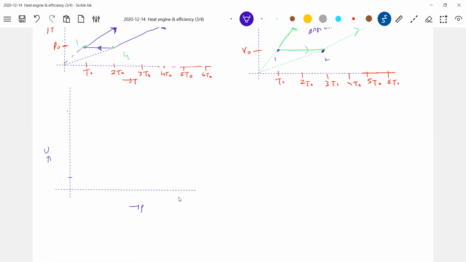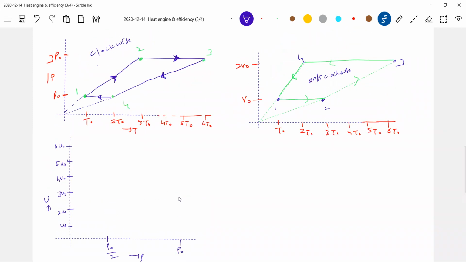Let's go for this one. So U naught, 2 U naught, 3 U naught, 4 U naught, 5 U naught, 6 U naught. What about the densities? Rho naught by 2 and rho naught. Why rho naught by 2? Because what about the volumes? Volumes will take V naught and 2 V naught.